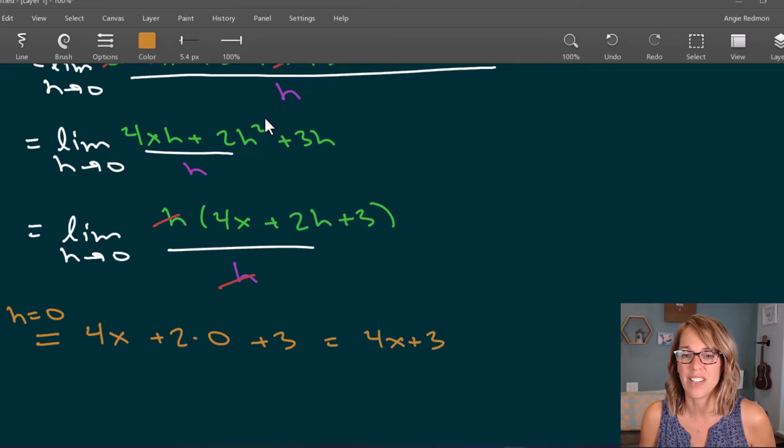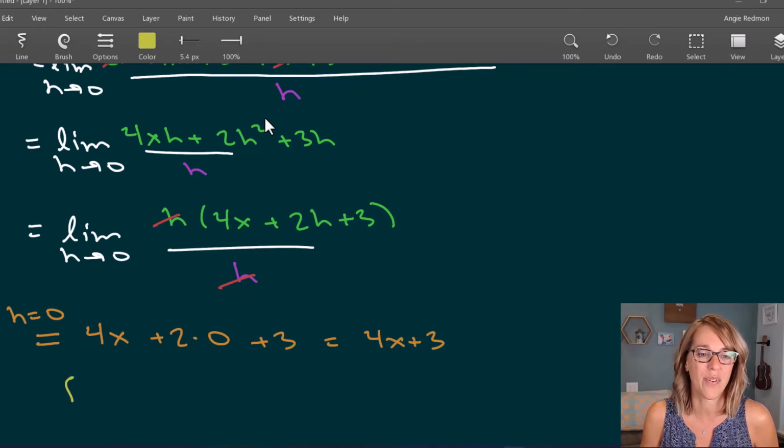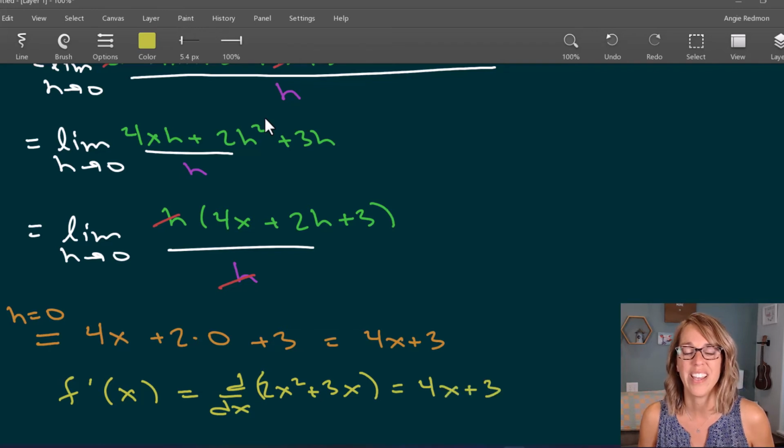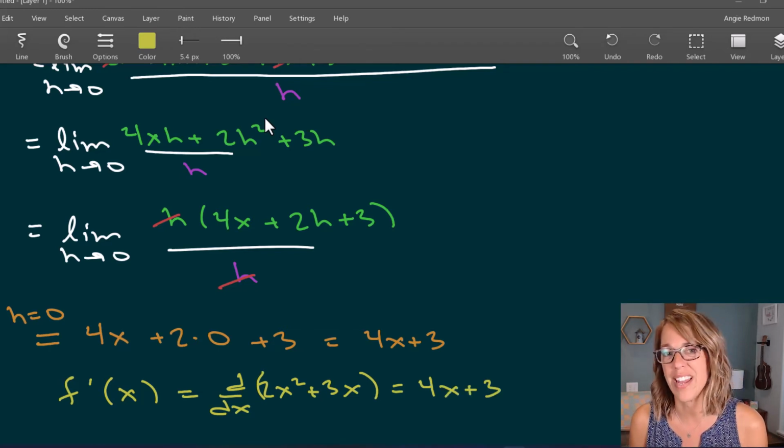So my derivative, the derivative that I was looking for, f prime of x, which is the derivative, d dx, of my original function, 2x squared plus 3x, is equal to 4x plus 3. Now you might be wondering if there is an easier way, and absolutely there is an easier way. This is using the limit definition. We're going to see the power rule next, which is a really nice, easy way to go. So be sure to check out that next video.